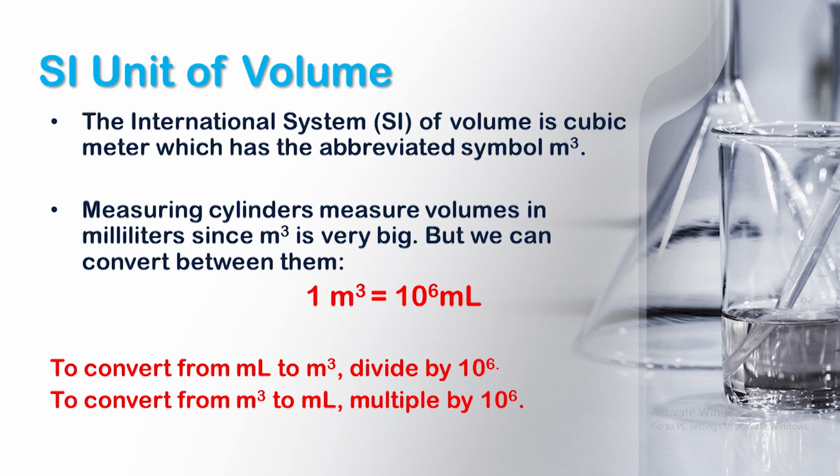Milliliters is suitable for small volumes, but when it comes to the international unit, volume is measured in cubic meters. Each cubic meter equals 1 million milliliters, or 10 to the power 6 milliliters. Accordingly, in order to convert from cubic meter to milliliter, we'll multiply by 10 to the power 6. Oppositely, to convert from milliliter to cubic meter, we'll divide by 10 to the power 6.